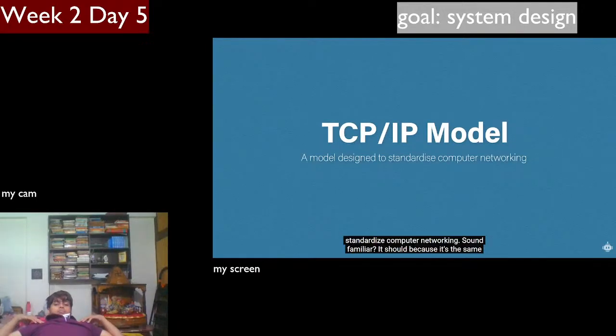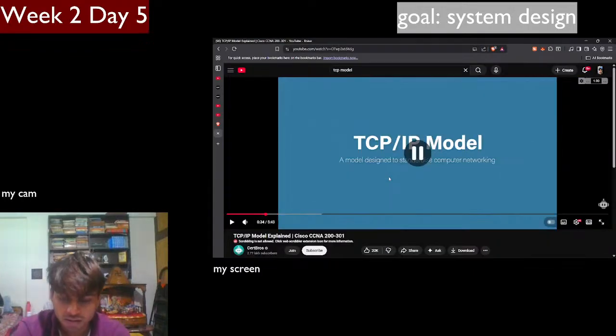It's a model to standardize computer networking. Sound familiar? It should, because it's the same description as the OSI model.